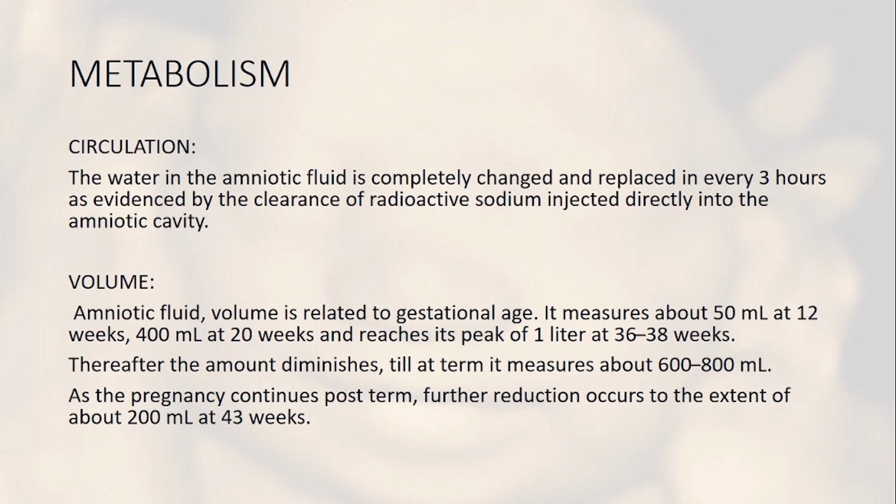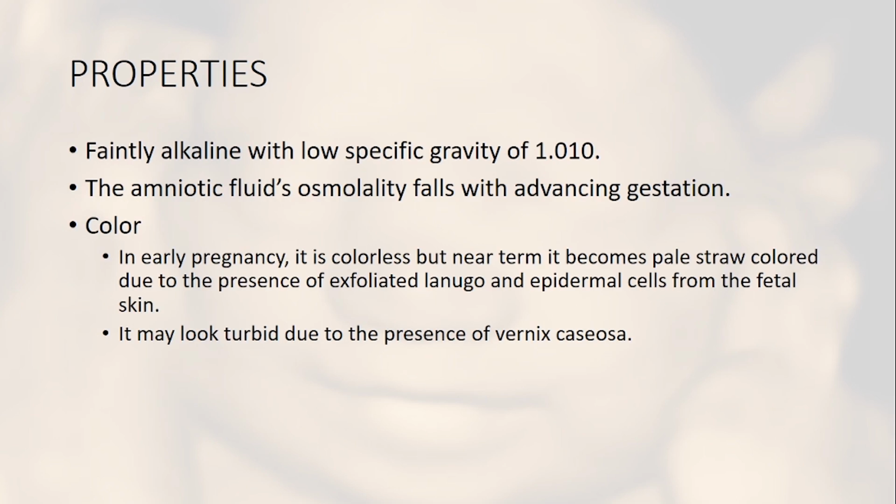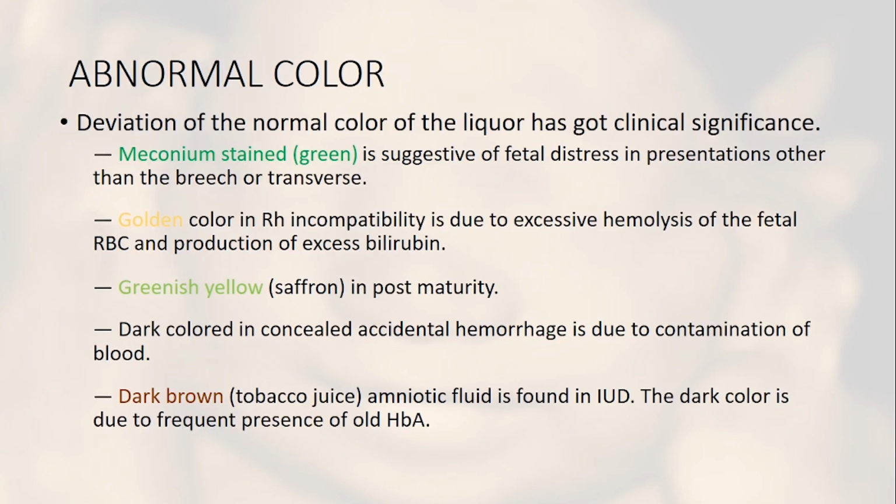So the fluid is circulated and replaced about every 3 hours. The volume is about 50 mL at 12 weeks, and by 20 weeks, 400 mL, and at term it's about 800 mL to 1 liter, and thereafter it begins to diminish. It's faintly alkaline, with a specific gravity of 1.010. The amniotic fluid osmolality falls with advancing gestation, and the color is usually said to be pale straw because of the presence of exfoliated lanugo cells and epidermal cells from the skin. It usually looks turbid because of the presence of vernix caseosa.